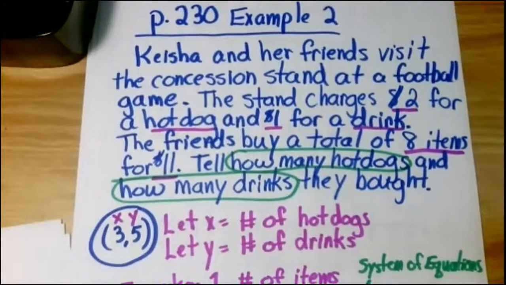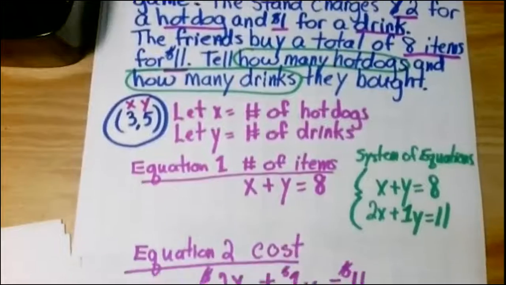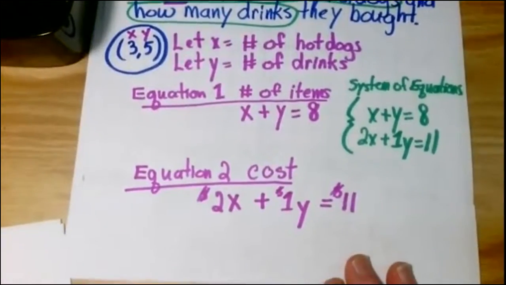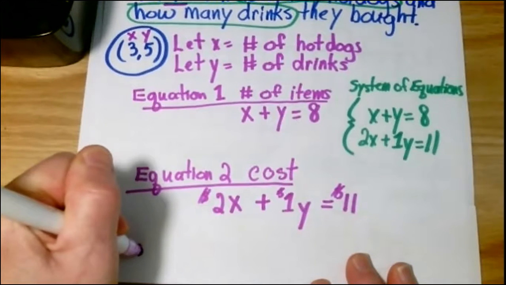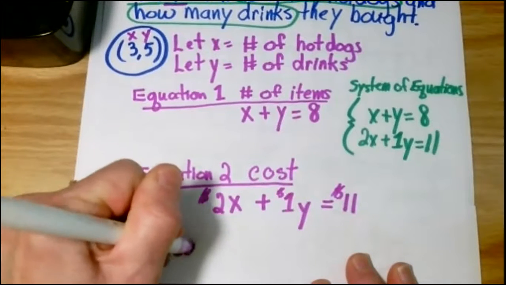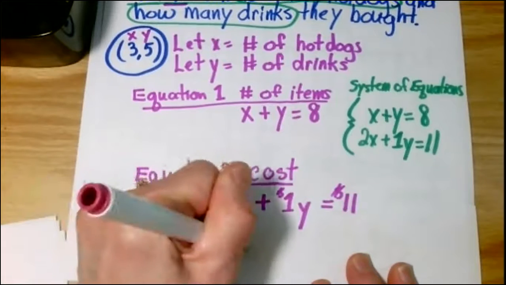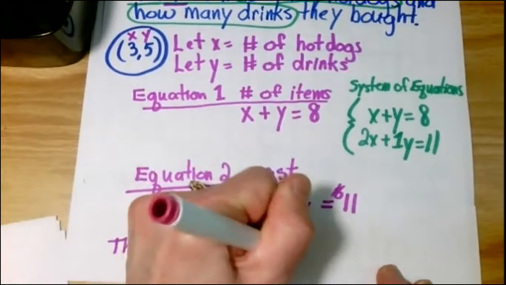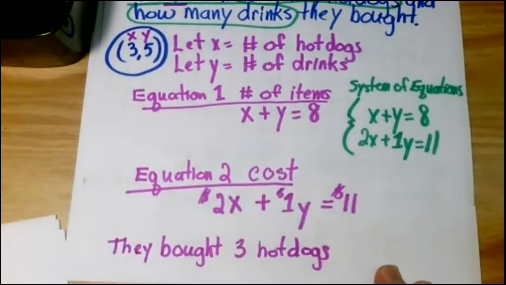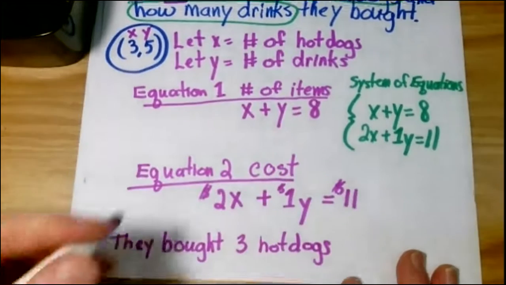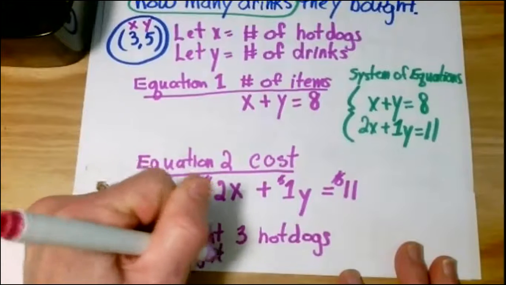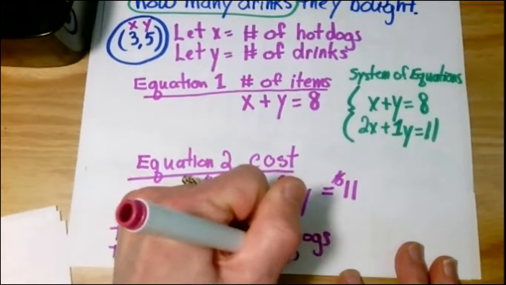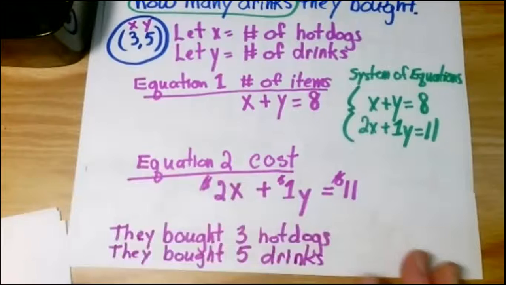So we can say the answer is, move it up just a little bit. We can say the answer is there are, or they bought 3 hot dogs. And how many drinks did they buy? Exactly. They bought 5 drinks. Now we can check that, and we should check it.